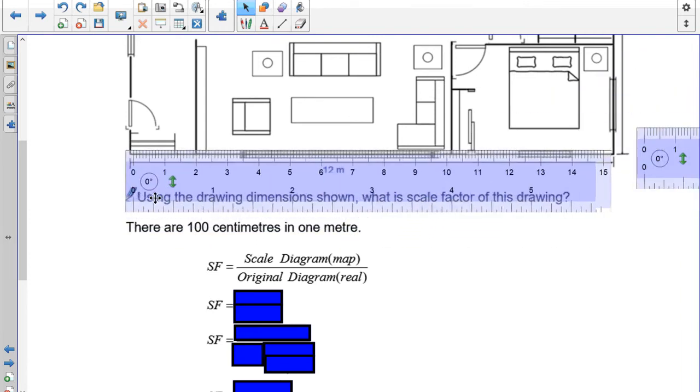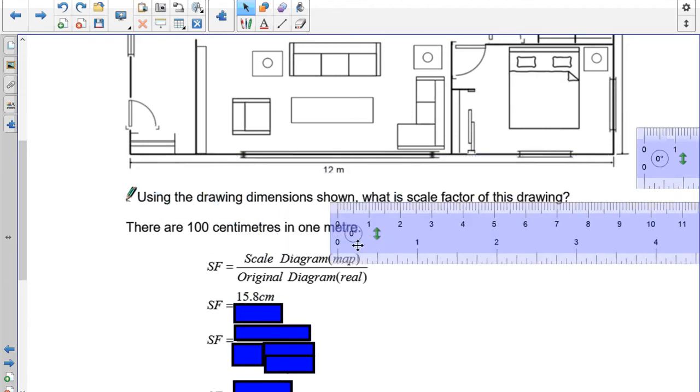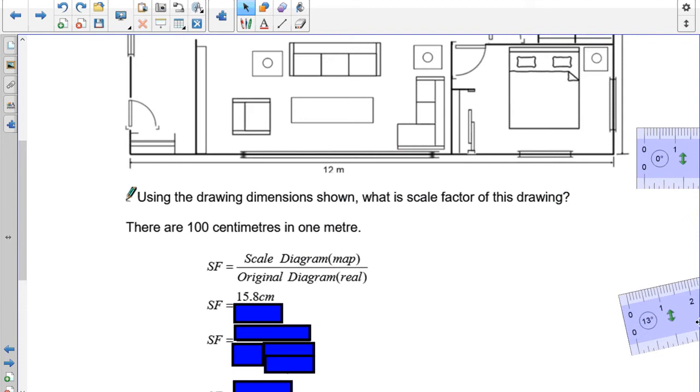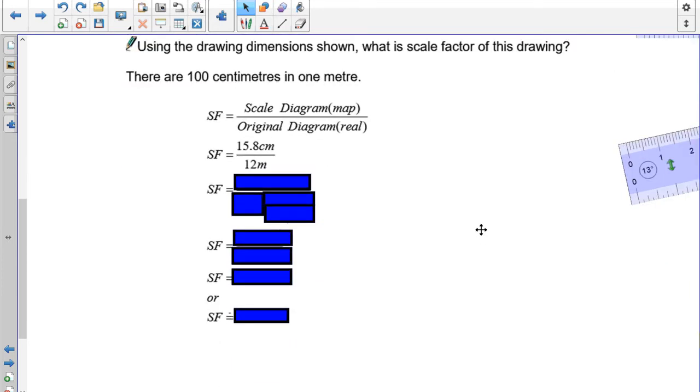Now I have a problem here because my ruler is too short. It doesn't quite get to where it's supposed to. But I'll tell you right now that from there to there is 15.8 centimeters. If I know that, the next step is to figure out what it is in real life. Of course, that's 12, and remember, this is in meters. To get my scale factor, we have to get the units to be the same so they'll cancel out. The 15.8 centimeters we're not going to touch, but I have to change the 12 meters into centimeters. To do that, I need to know how many centimeters are in a meter, and I know there's 100 centimeters in 1 meter.